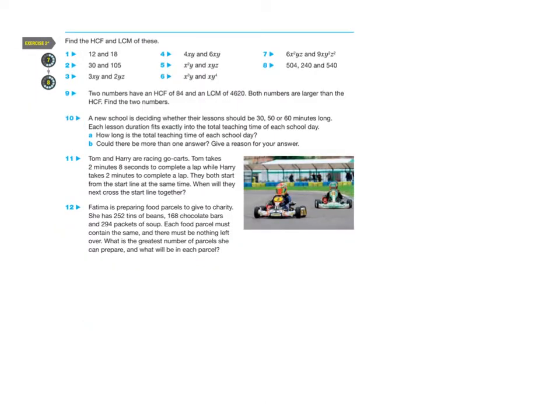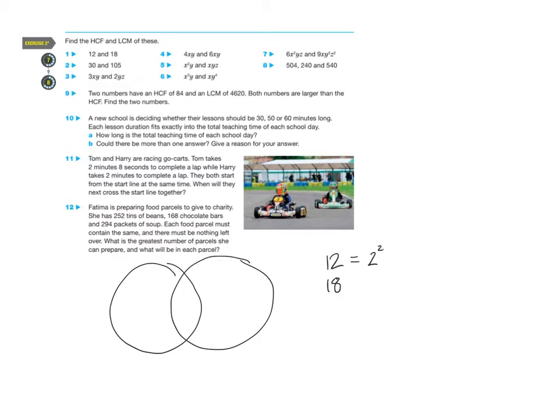Hello, lovely ones. So let's get going with exercise 2, star. And most of it is going to focus on finding the highest common factor and the lowest common multiple all over here. So the first question asks us to find the highest common factor and the lowest common multiple of 12 and 18. 12 is 2 to the power of 2 times by 3, and 18 is just 2 times by 3 squared.